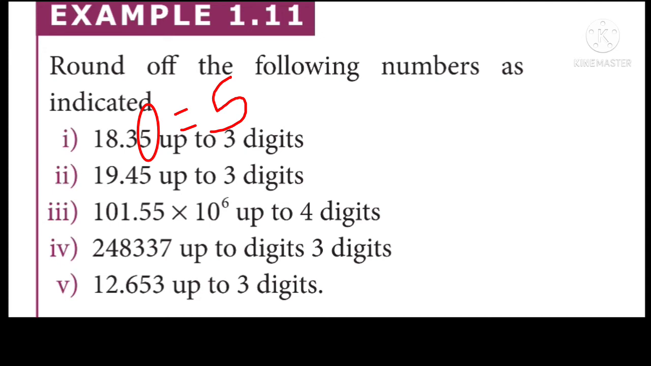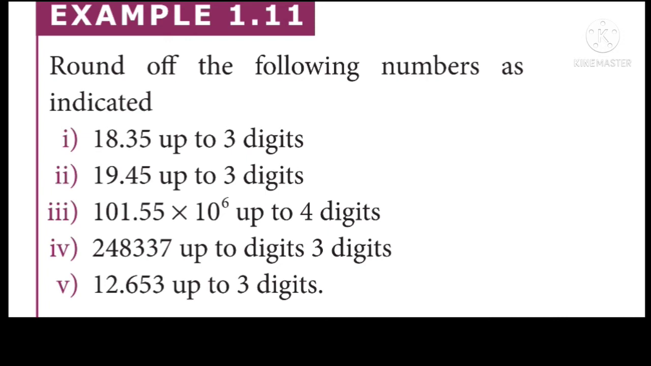If the number is equal to 5, we have to check the next number, whether it is odd or even. It is odd because it is 3. Since it is an odd number, it should be increased by 1. So the result will become 18.4. So 18.4 is the answer for this question.